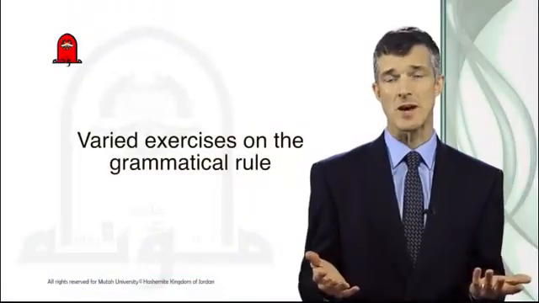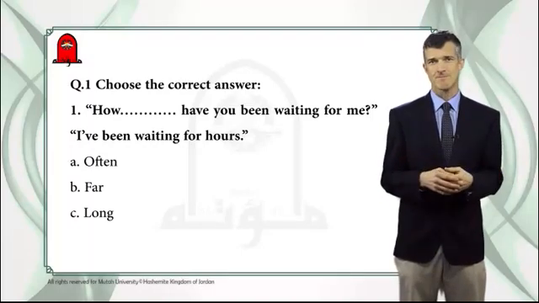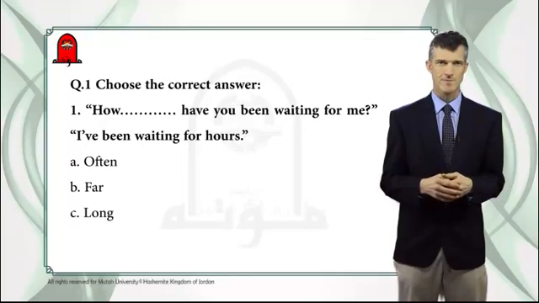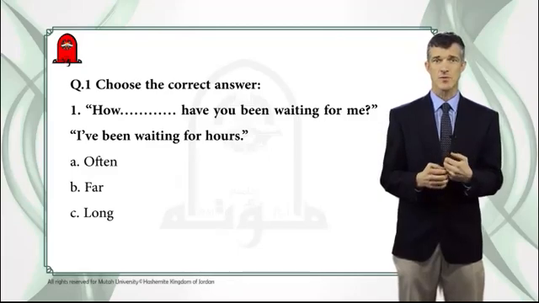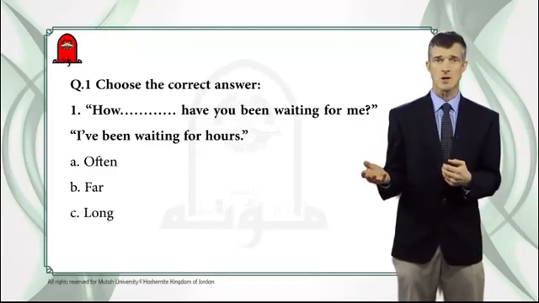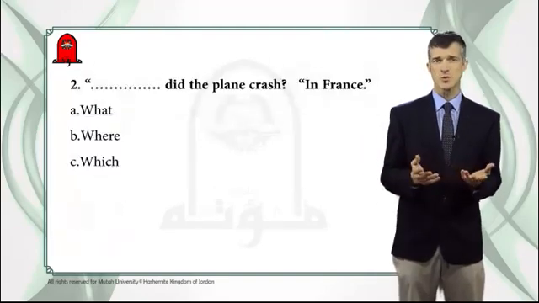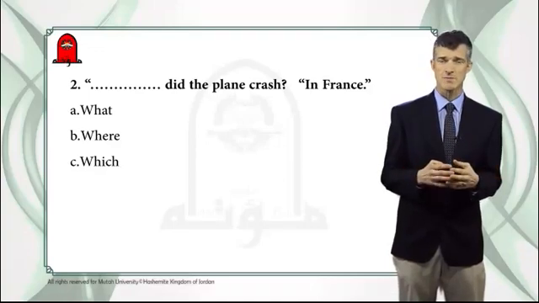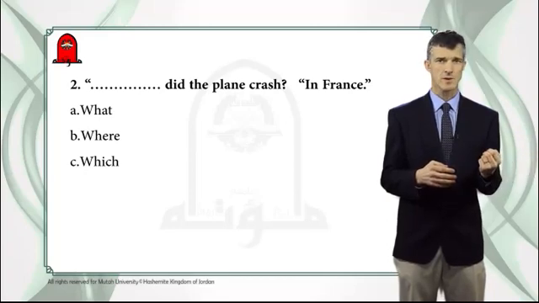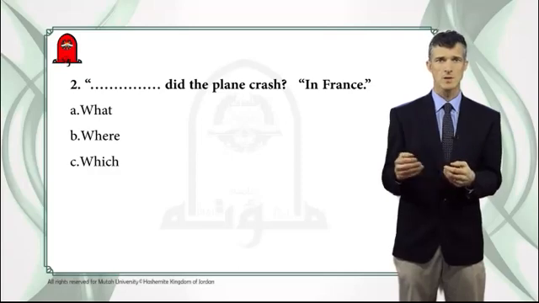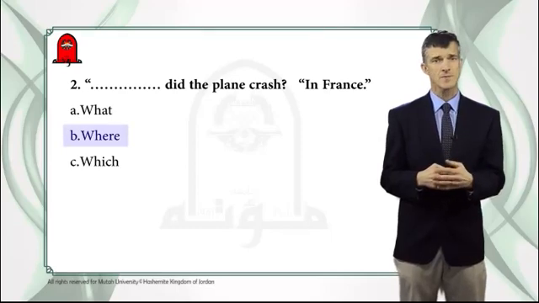Varied exercises on the grammatical rule. Choose the correct answer. 1. How blank have you been waiting for me? I've been waiting for hours. Is it A, often, B, far, or C, long? C, how long have you been waiting for me? 2. Blank did the plane crash? In France. Is it A, what, B, where, or C, which? B, where did the plane crash?